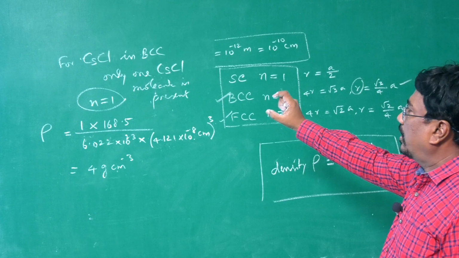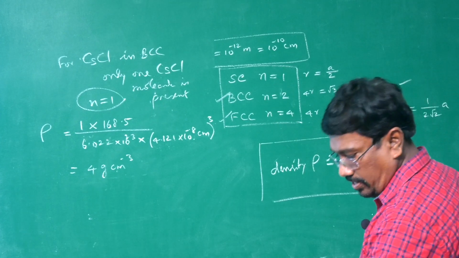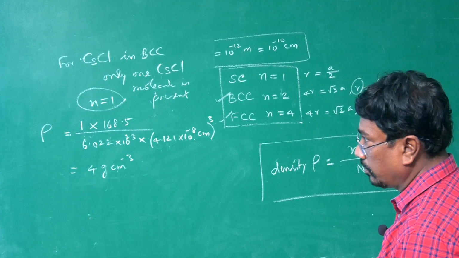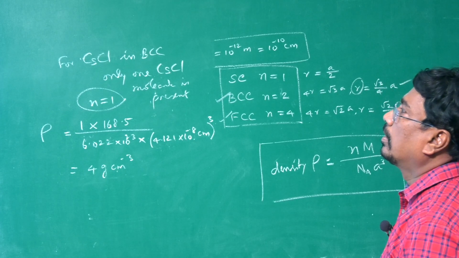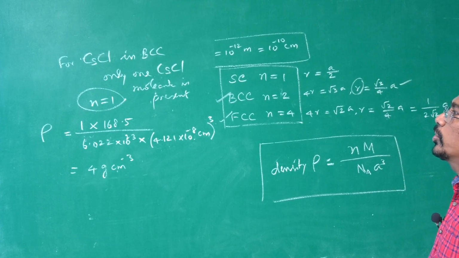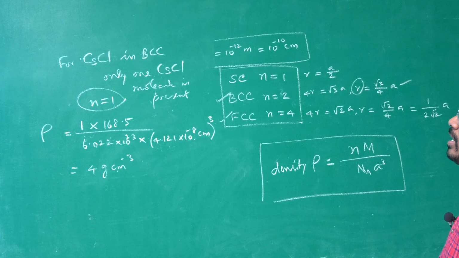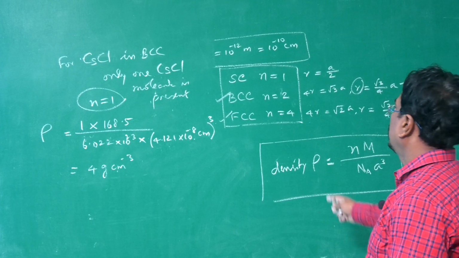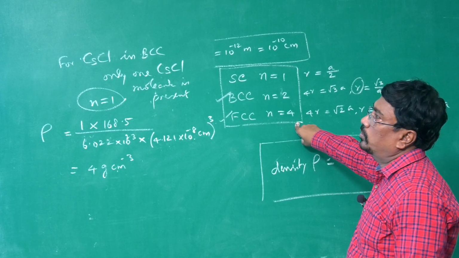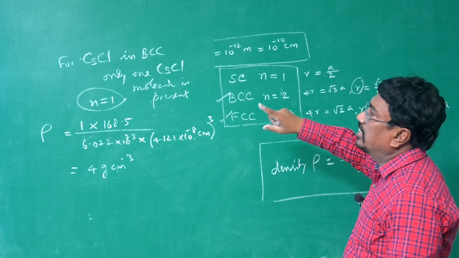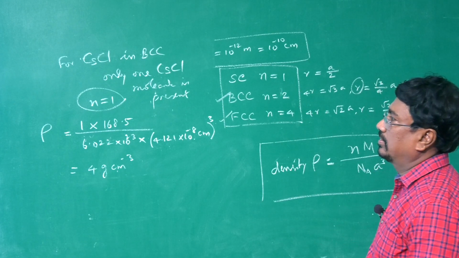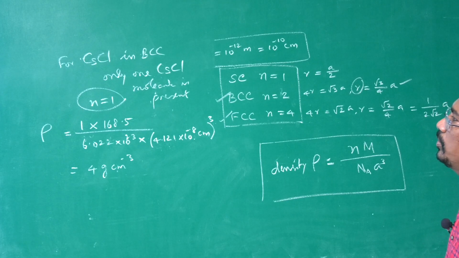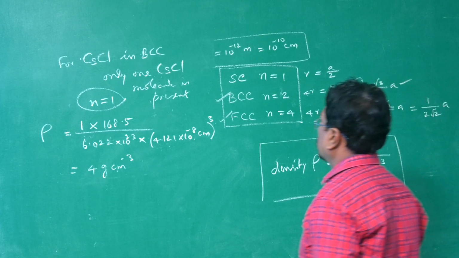The important data here is n is equal to 1. Don't forget. The next one: density of a face-centered cubic solid of an element. It is an element, face-centered, so the number of atoms will be 4. Edge length is 4 angstrom unit. Usually they will be giving it in picometer, but now it is given in angstrom unit.